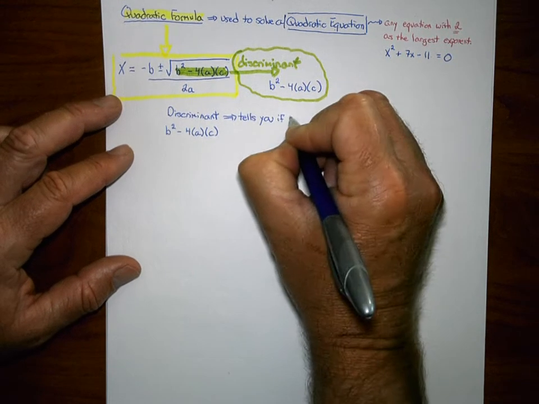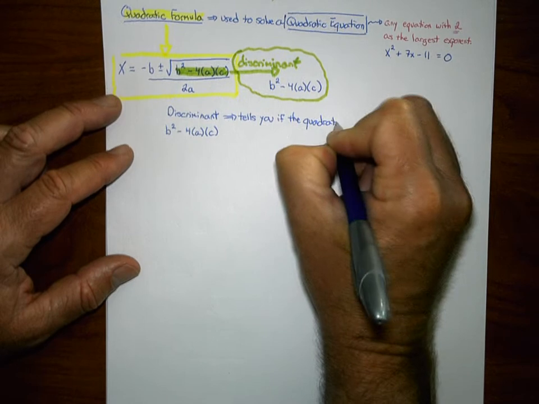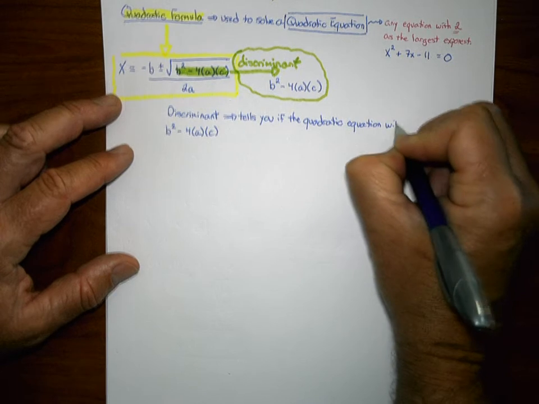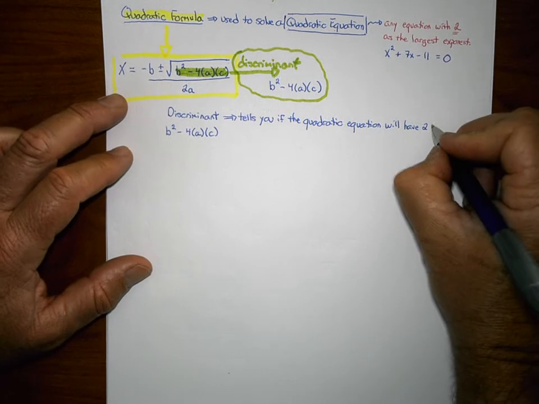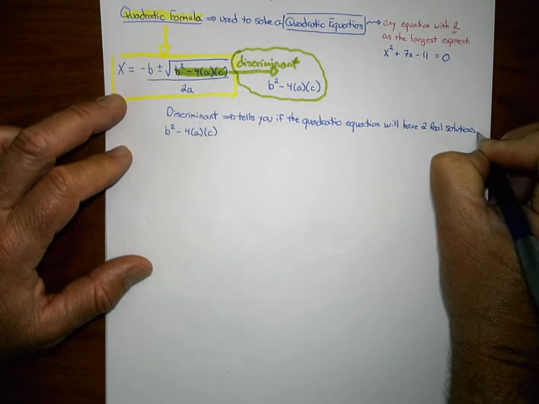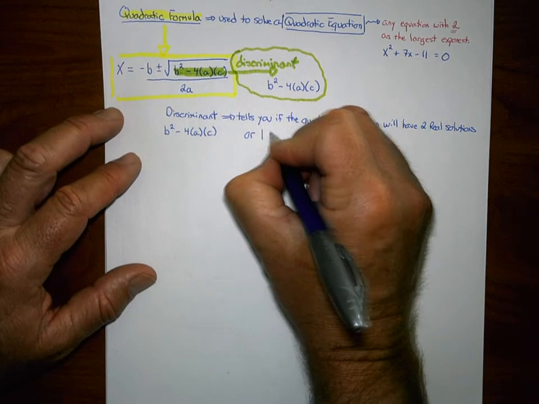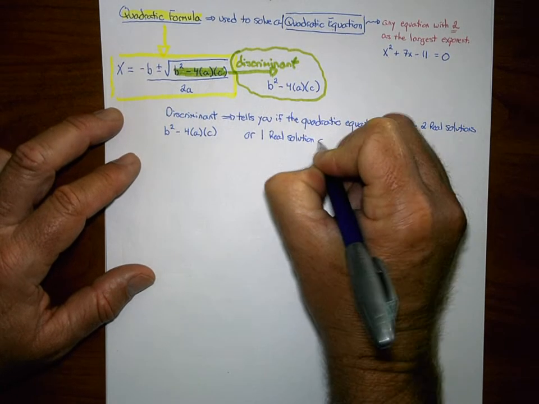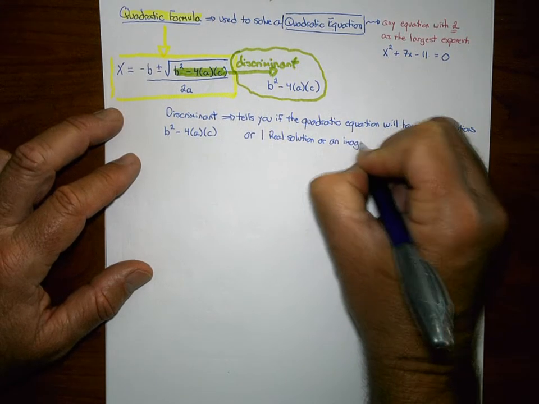The discriminant, which once again is b squared minus 4 times a times c, tells you if the quadratic equation will have two real solutions, or one real solution, or an imaginary solution.